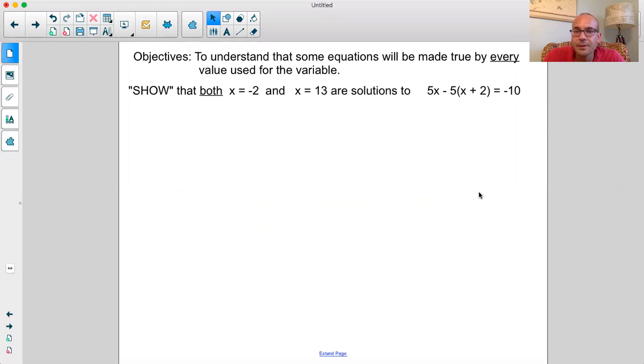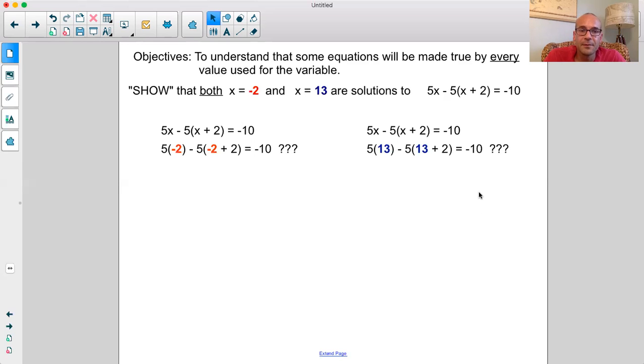It's hard to illustrate because I'm not going to sit here and plug in every single number for x and show that every single one works. Let's look at a couple of them at least. Let's show that both x equals -2 and x equals -13 are solutions. By now you should have an idea that when it says show, I'm going to plug the numbers in for x and look for a true equation.